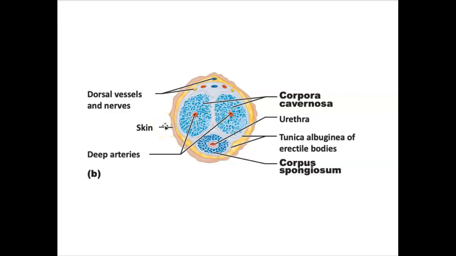After an erection is over, the smooth muscle around the deep arteries here will constrict, and the venous drainage will bring that blood away from the penis. The venous drainage will dilate, and blood will drain from the penis, causing the penis to become more flaccid again. This is why in those commercials, when they say, if you're experiencing an erection that lasts more than 4 hours, go to the emergency room.